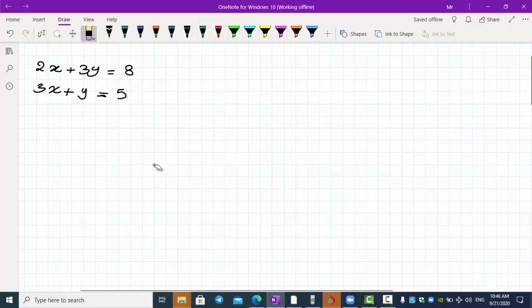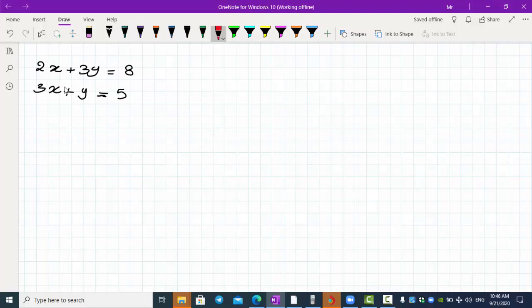In this video we are going to solve simultaneous equations in three different ways. The first way is called elimination. In the elimination way, we are trying to get rid of one of the variables to keep one of them, find the value of it, and use it to find the value of the other one.